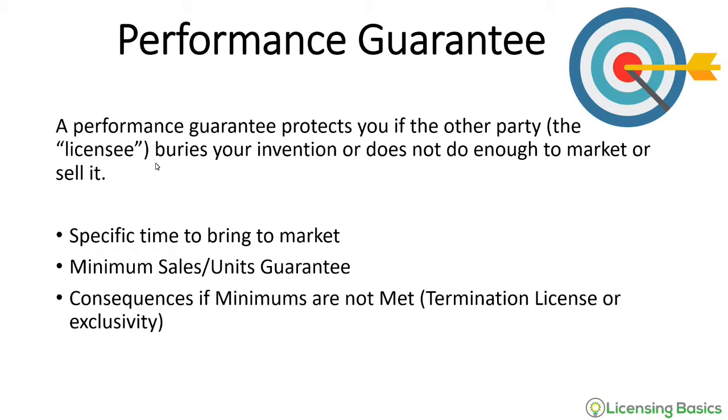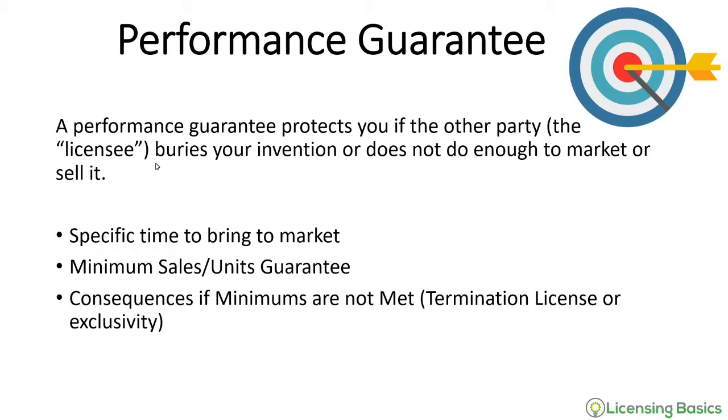Some things a performance guarantee is going to cover is a specific time to bring to market. If your product is going to require development and manufacturing, and it's not all figured out, then you might want to give them a little bit of time. For example, you might give them 1 year to bring the product to market. If they don't bring it to market within that period of time, then the contract is void, and you would get the product license back.